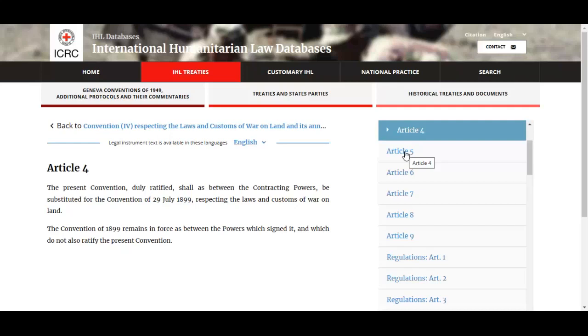Article 4. The present convention, duly ratified, shall replace, as between the contracting powers, the Convention of 29 July 1899, respecting the laws and customs of war on land. The Convention of 1899 remains in force as between the powers which signed it but which do not ratify the present convention. That's pretty straightforward.